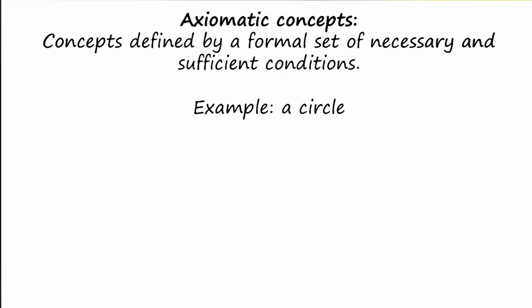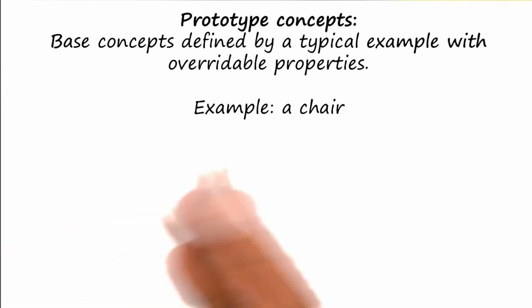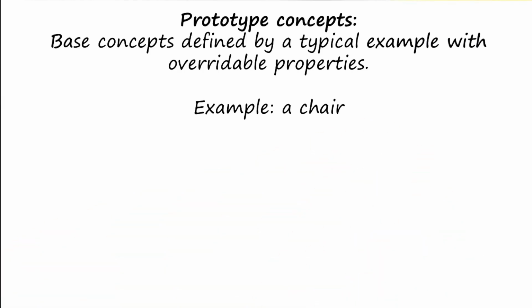An axiomatic concept is a concept that is defined by a formal set of necessary and sufficient conditions. Geometric objects like a circle are good examples: triangles, squares, rectangles, and so on. So as an example, a circle is all points in a plane that are equidistant from a single point, where the single point is the center of the circle. Now, this is a very formal set of necessary and sufficient conditions. Given any other object, you can see whether or not a particular object is a circle by looking for this particular condition. The notion of axiomatic concepts is the classical view in cognitive systems.